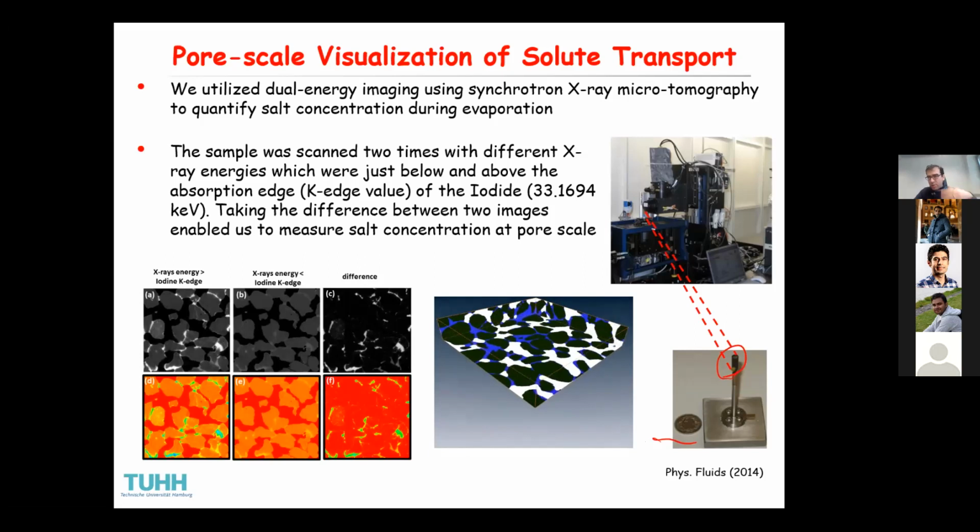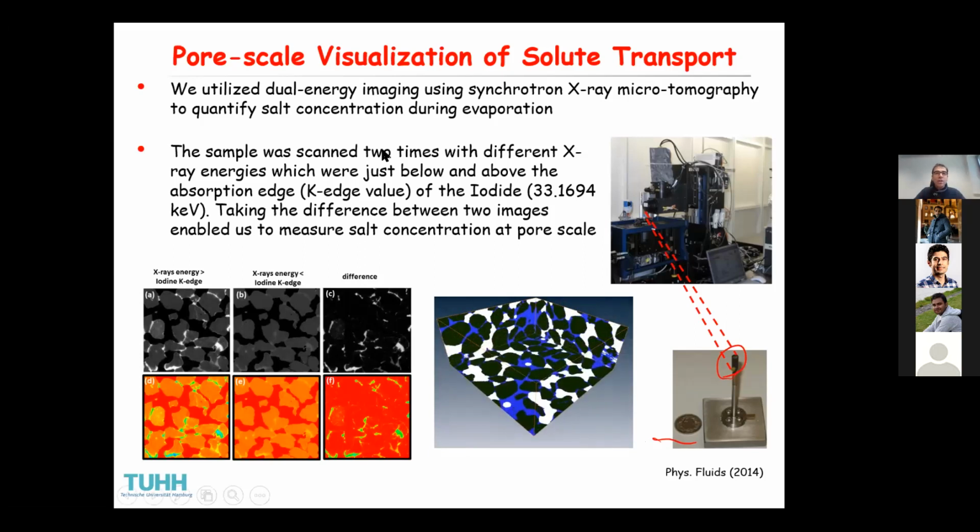And this is a typical cross-section, the visualization you get. Of course, you do a lot of segmentation, but I won't go through these things today. Here, the black color is the sand grain, the white color is the air phase, and the blue color is the liquid phase. So now we have the distribution of the liquid phase in the drying porous media. But remember, the objective was to quantify the salt concentration.